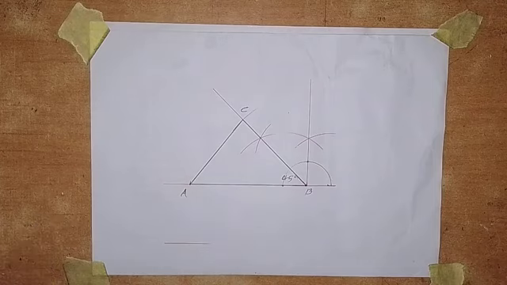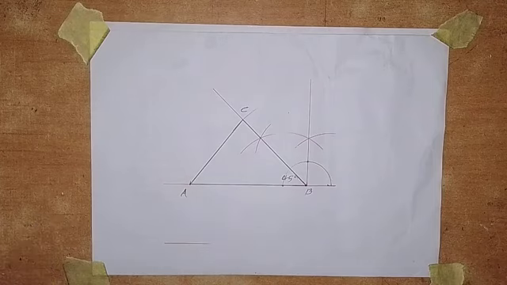Now, to construct a circumscribed circle, you have to bisect any two sides of the triangle. I will make this statement again. To construct a circumscribed circle, you have to bisect any two sides of the given triangle. So you may decide to bisect side AC and side BC, or side AB and BC, or side AB and AC, any two sides that you like. But for me, I will bisect side AC and side BC.